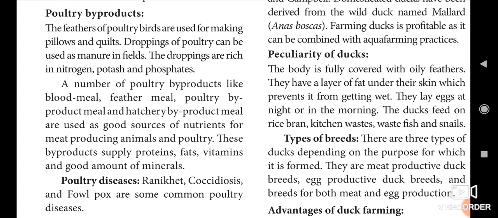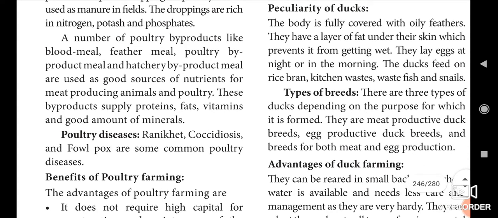Next we see about poultry diseases. Already we saw the cattle diseases. Here we see the poultry diseases. Ranikhet, coccidiosis and fowl pox are some common poultry diseases. What are they? Ranikhet, coccidiosis and fowl pox. These are some common examples of diseases of poultry.